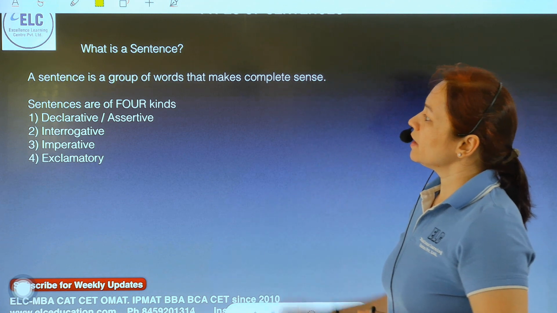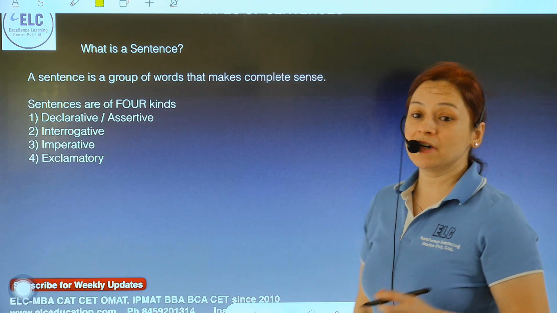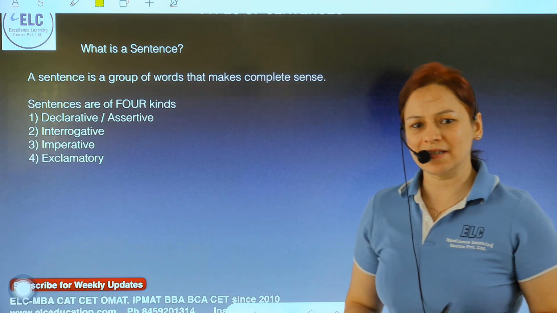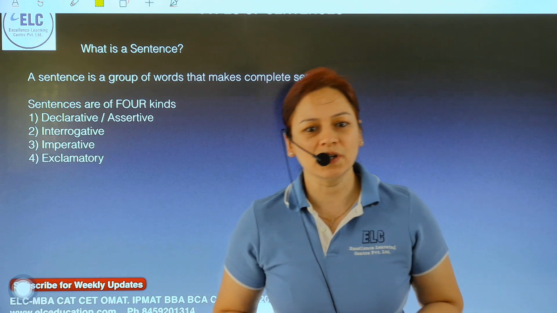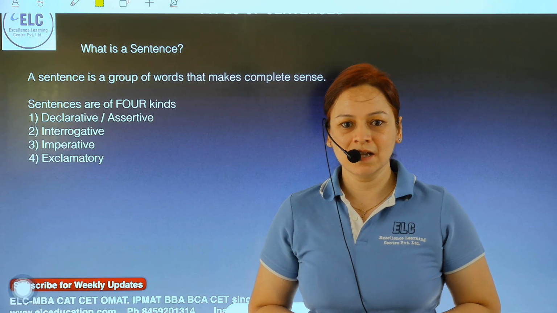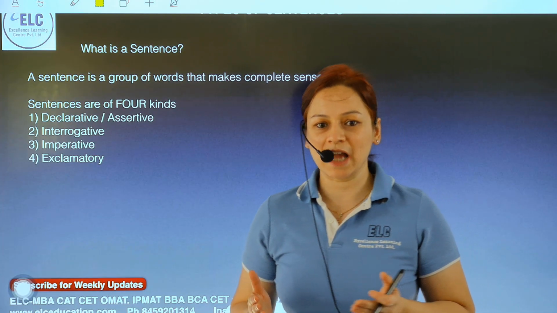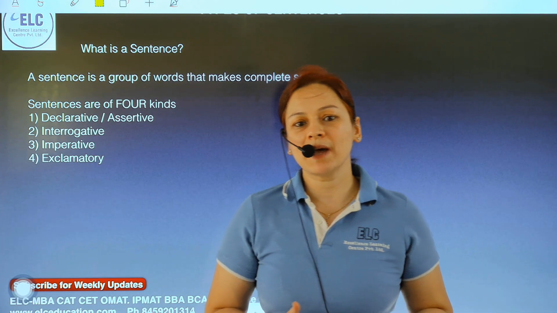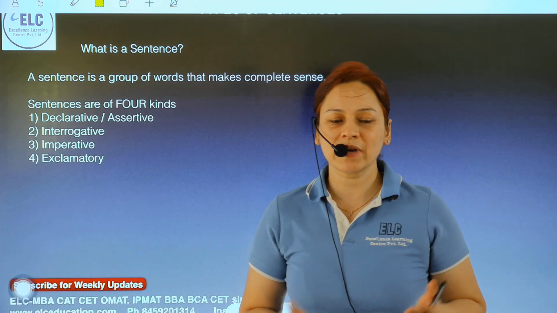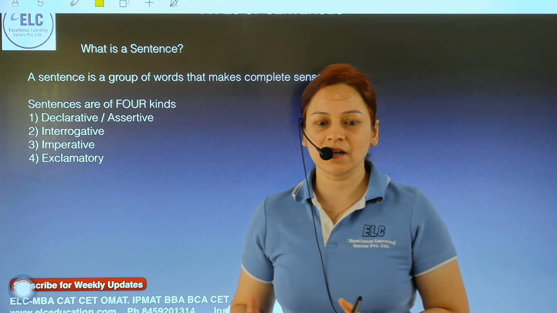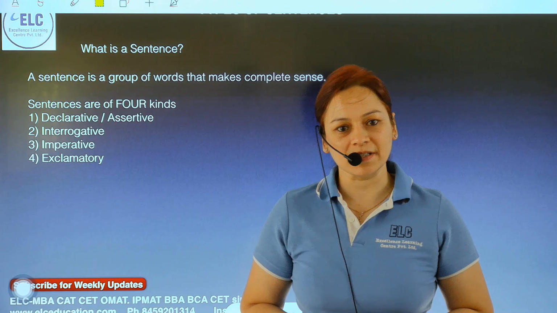So in today's session, we will talk about the different types of sentences. Now what is a sentence? A sentence is a group of words that makes complete sense. You have a subject, you have an action verb, and the action may pass on from the subject to the object, and that is why a subject, action, and an object comprise a sentence.